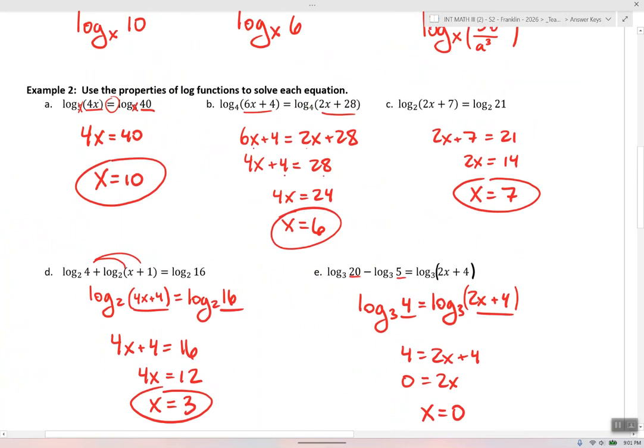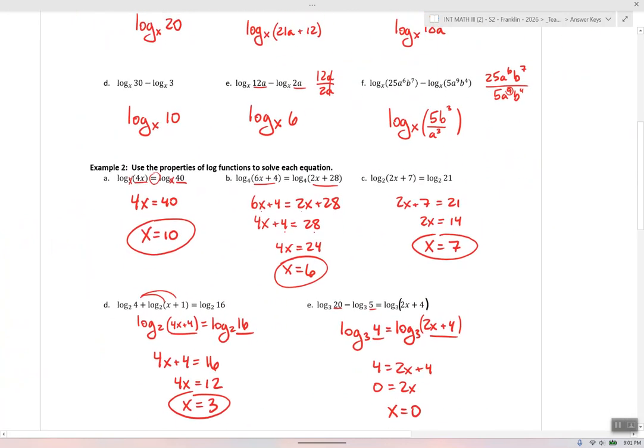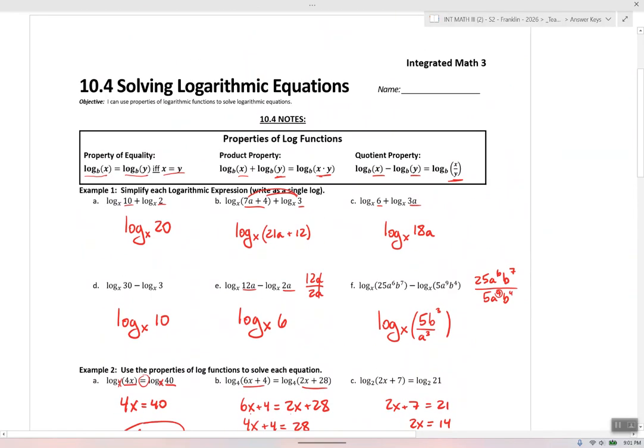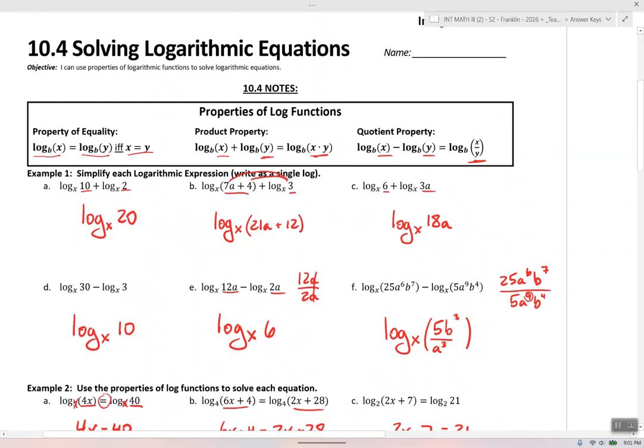All right, so there are 3 properties and how to use them to solve logarithmic equations and simplify some logarithmic expressions.